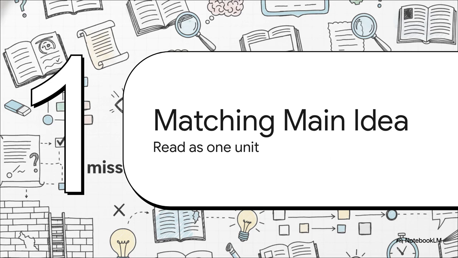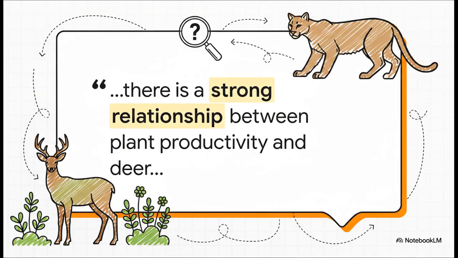Next up, Section 3, matching the main idea. Reading as one complete unit. Okay, our second major tool requires you to zoom out a bit. You cannot read a paragraph as just a bunch of random disconnected sentences. It's one unified block of thought. Take a look at this extract from an exam text called Satellites and Animals. It reads, as a result of his research, he found that there is a very strong relationship between plant productivity and deer and mountain lion density.